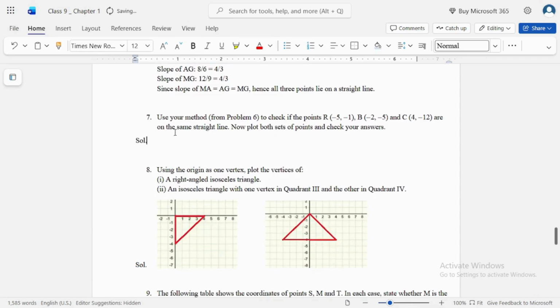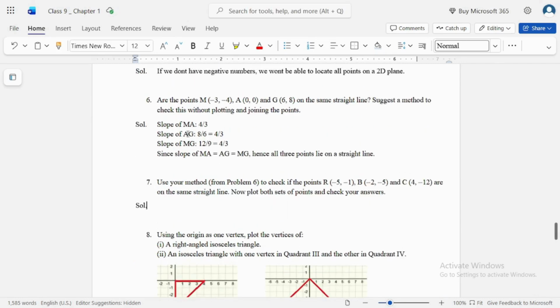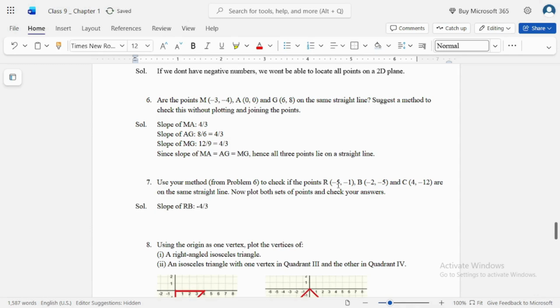Okay, coming to question number 7. Use your method from problem 6 to check if the points R, B, C are on the same straight line. Similarly, we can apply the same logic here. We will find the slope taking 2 points at a time. Let's take RB. So y2 minus y1, so minus 5 plus 1, it is minus 4, divided by minus 2 plus 5, which is 3. So slope of RB is minus 4 by 3.